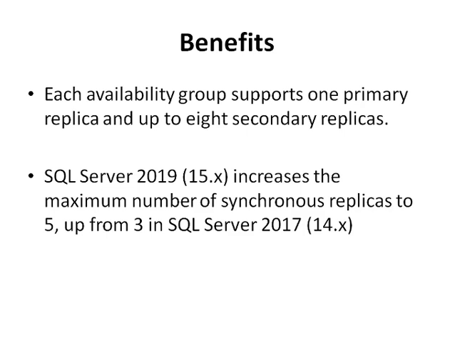Benefits. Let's come to our benefits. Each availability group supports one primary replica and up to 8 secondary replicas that we discussed before as well. Next, SQL Server 2019 increases the maximum number of synchronous replicas to 5, and up to 3 in case of 2017. When it was introduced, the synchronous replicas that it could create were one or two in case of 2012.